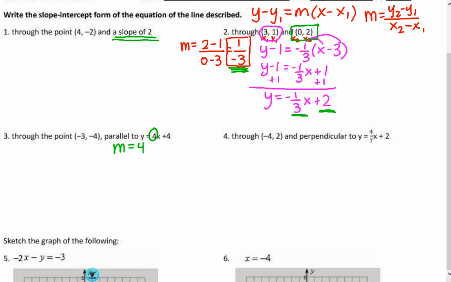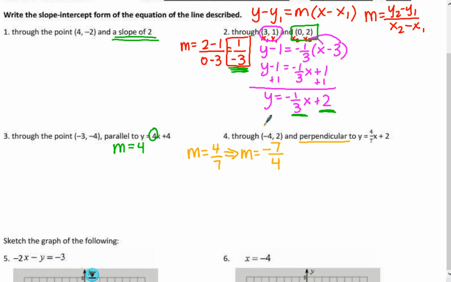As we move next door here to number 4, now we're talking about perpendicular slopes. So we need to remember what happens with our perpendicular slope. If my current slope of this line is 4 over 7, what should my new slope be? Remember, opposite tells me to change the sign. So this was positive, now this is going to be negative. Reciprocal tells me to flip the fraction. So negative 7 over 4.